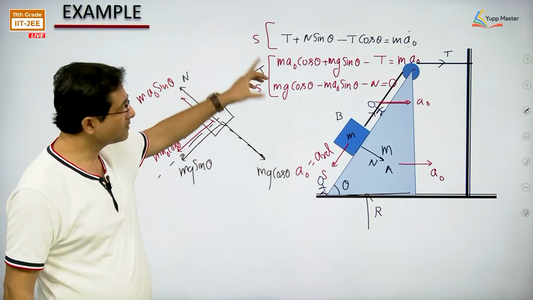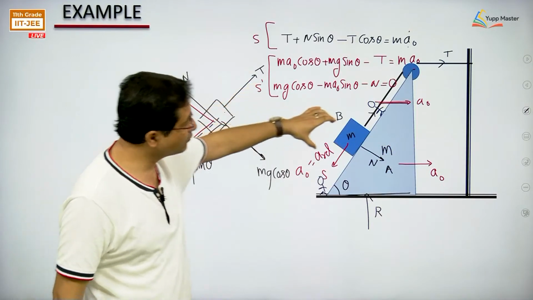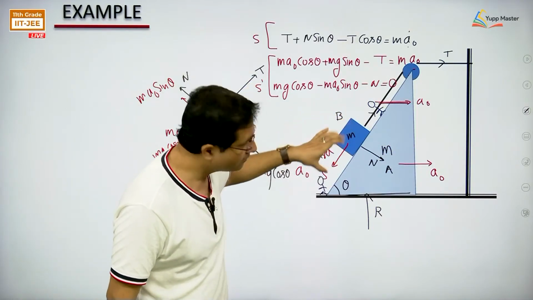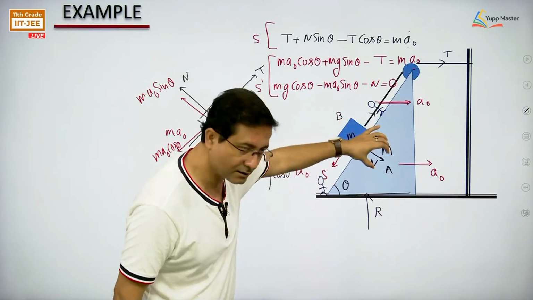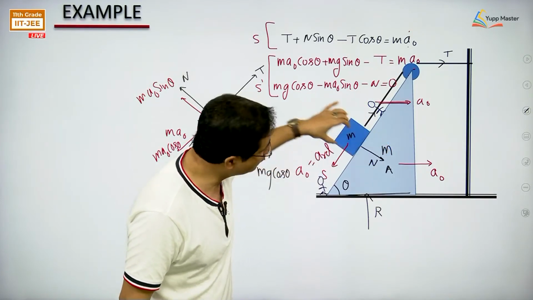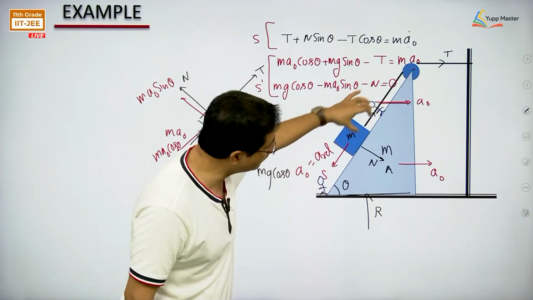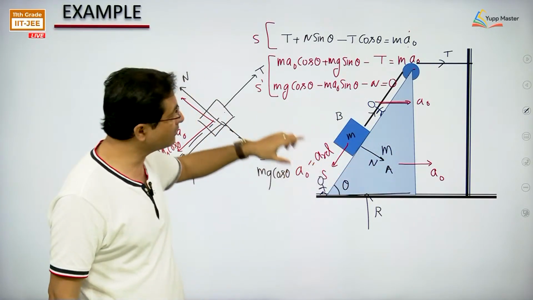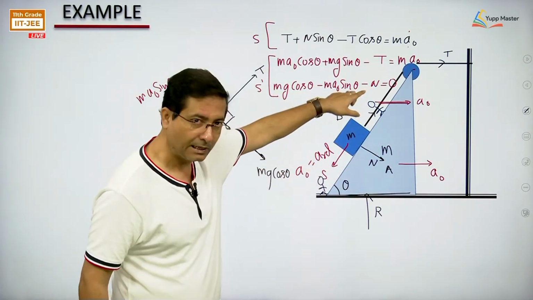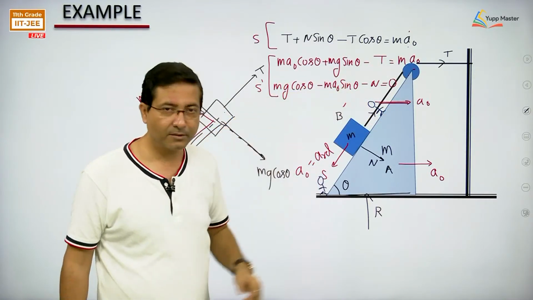For frame S, motion of the wedge, from frame S dash, motion of the block. In this direction there is motion, in this direction there is no motion. So after adding pseudo force, we will resolve the component along the plane and perpendicular to the plane. So perpendicular to the plane, no motion is being observed. So Newton's first law, and along the plane there is motion. That's why Newton's second law.